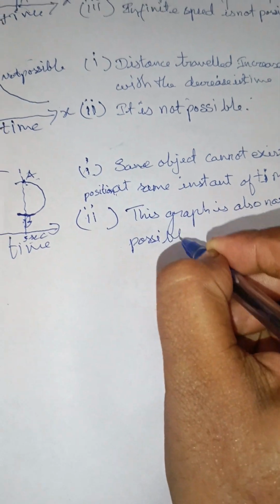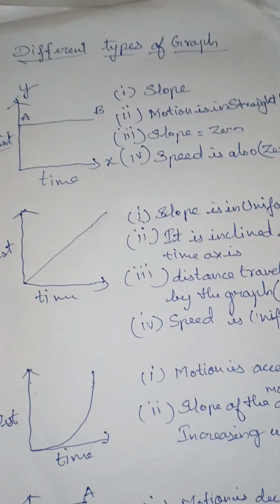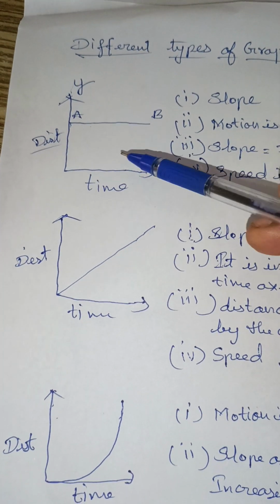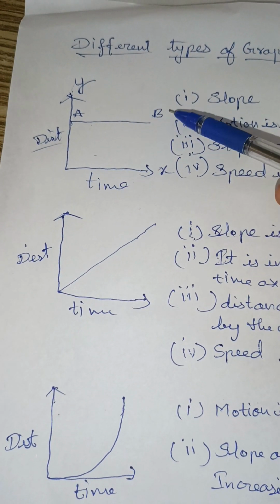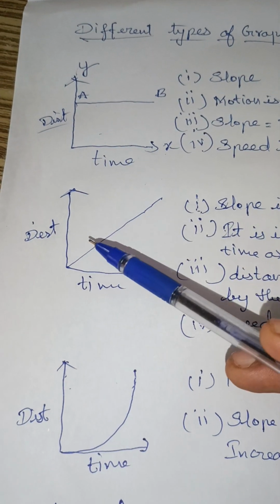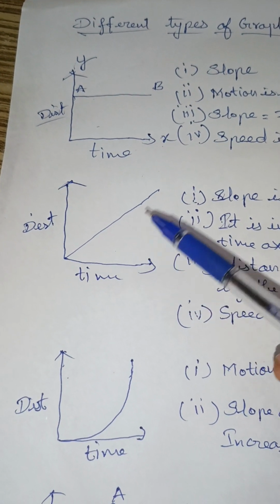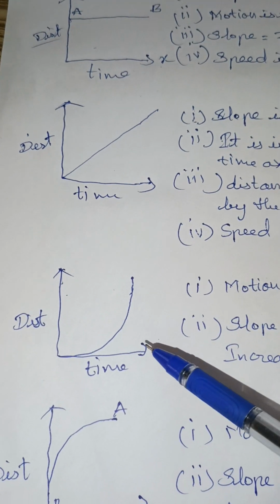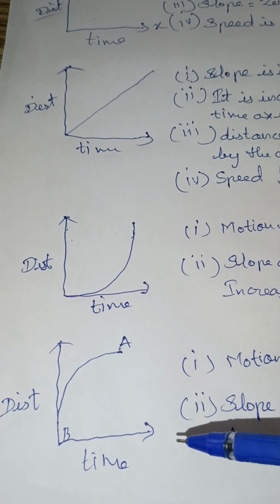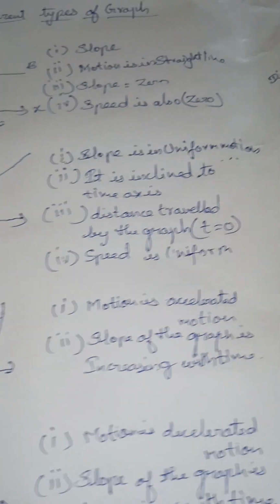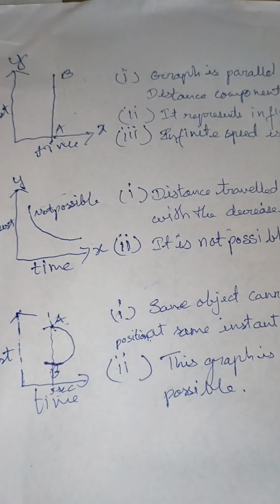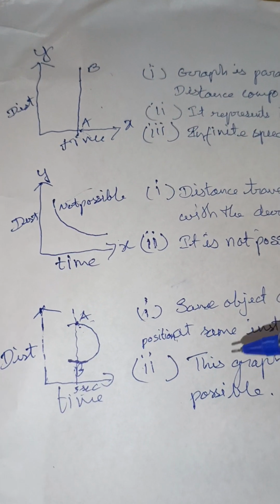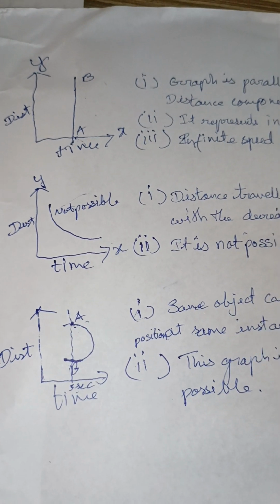Am I right? So there are different types of graphs we have discussed now. First is the graph parallel to the time axis. The graph is drawn between distance and time, parallel to the time. This is also a distance time graph, which is increasing with uniform speed. The slope of the graph is uniform speed. This is also a distance time graph, which is decreasing with time. And these three graphs help you find out which is not possible.